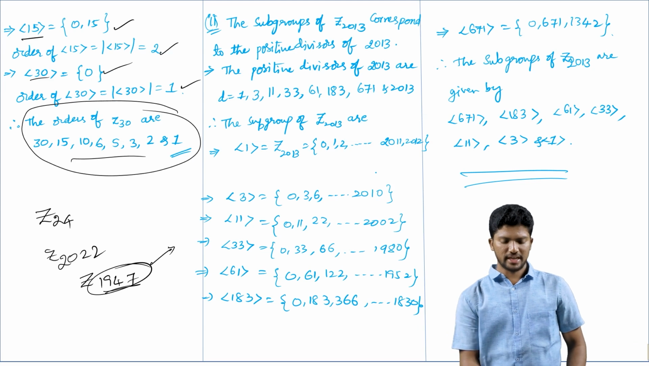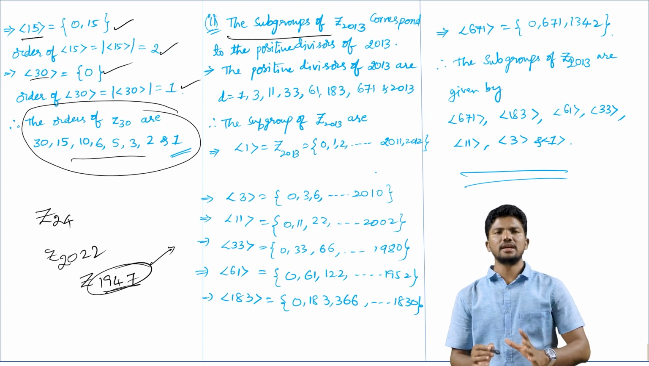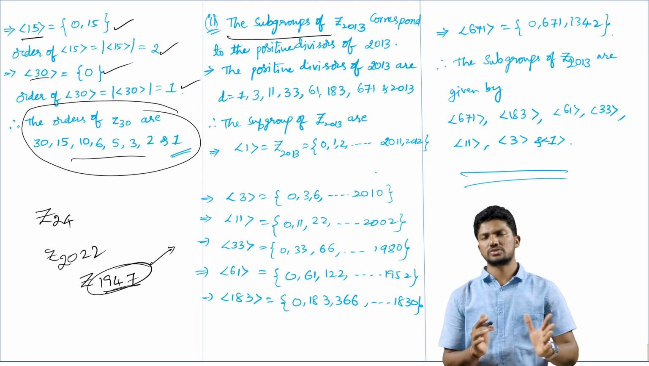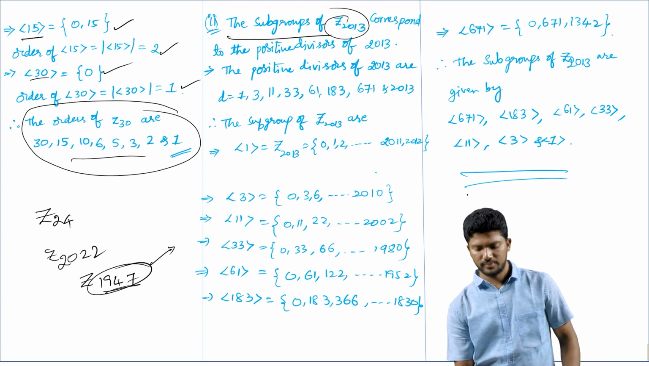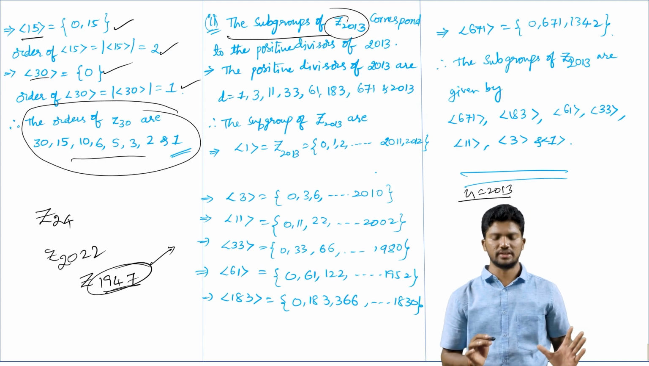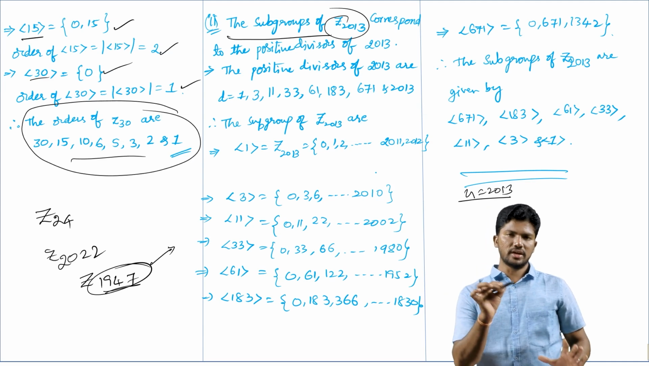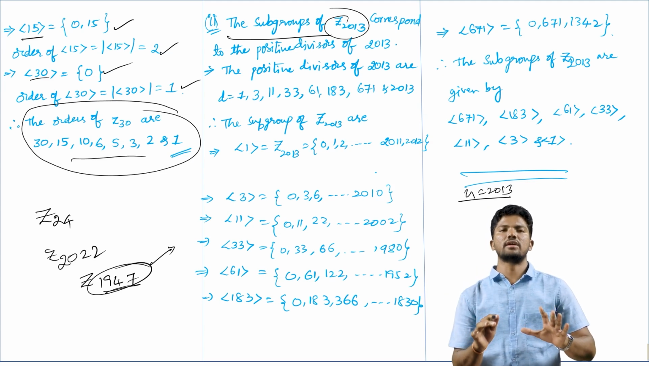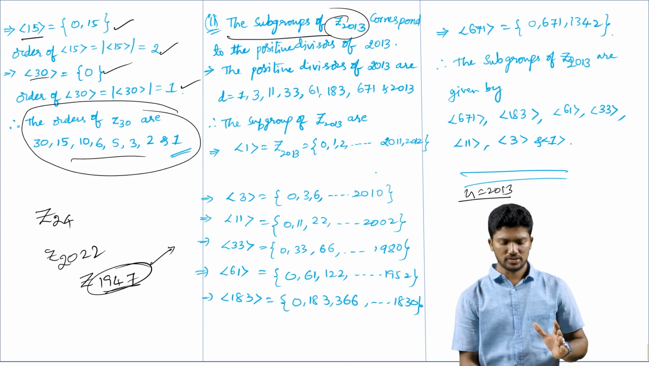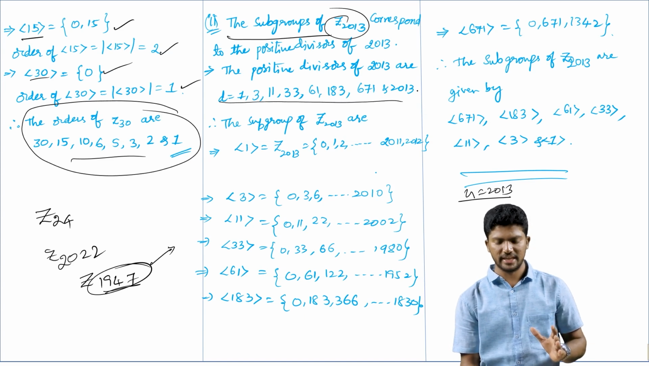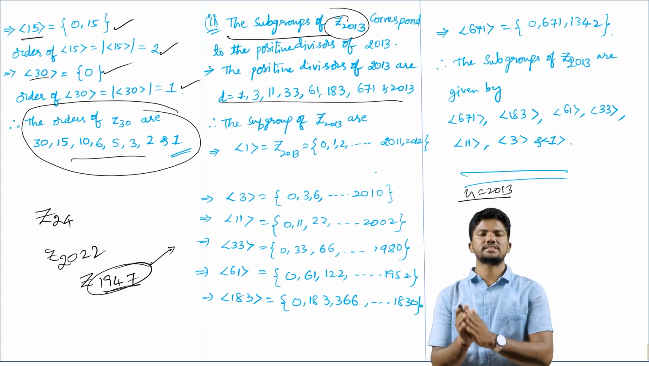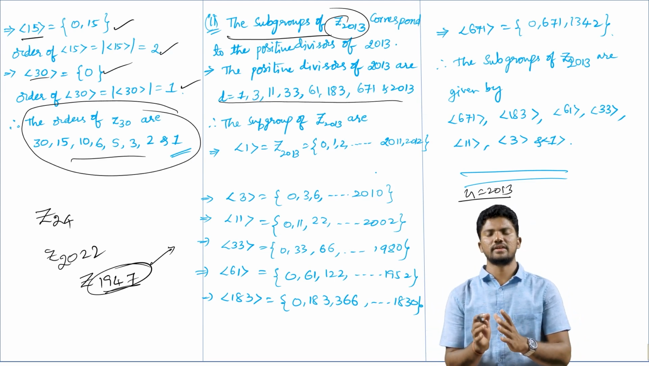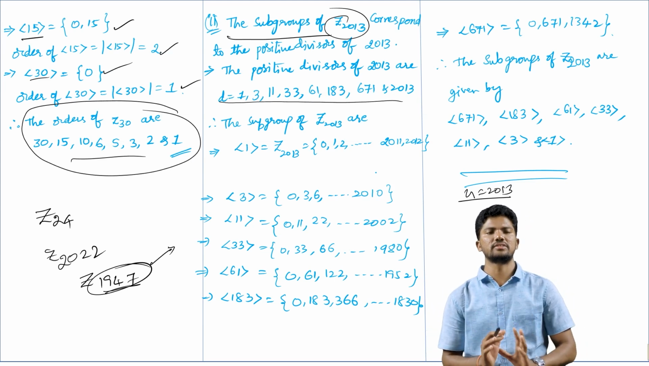Okay, the next problem is to find the total subgroups of Z suffix 2013. So here n is equal to 2013. The last element should be 2012. Similarly, for 2013, we have to find the positive divisors first of all. Here D denotes the divisors: 1, 3, 11, 13, 61, 183, 671 and 2013 are the positive divisors.